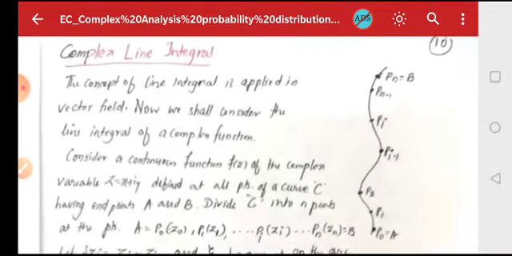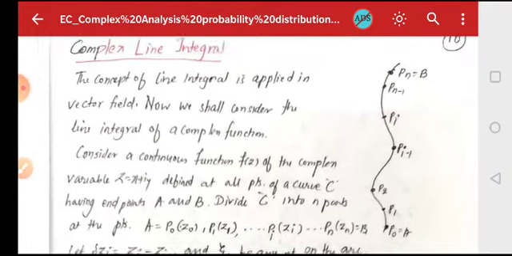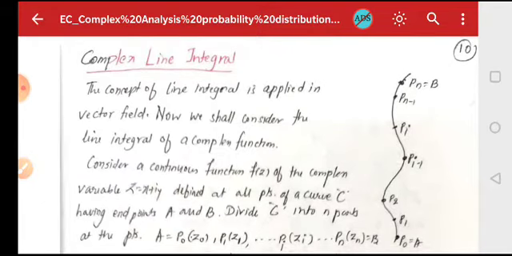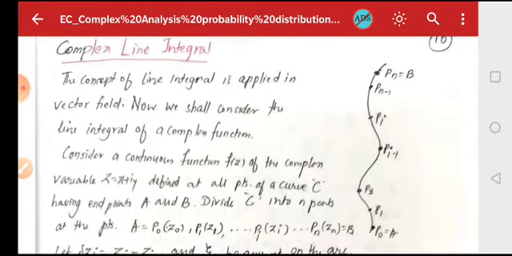Now, what is complex line integral? As you are all aware, there is the line integral of a real valued function in vector calculus. Here we are going to study the line integral concept in the case of a complex function. The concept of line integral is applied in a vector field. Now we shall consider the line integral of a complex function.